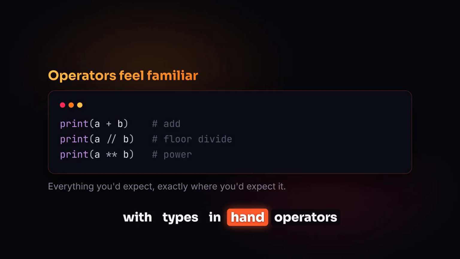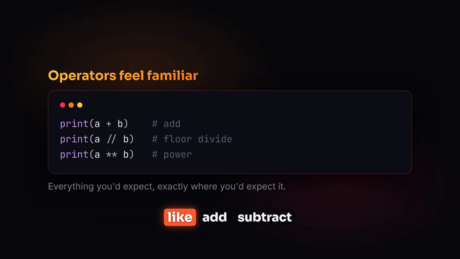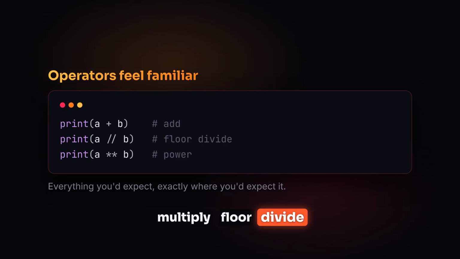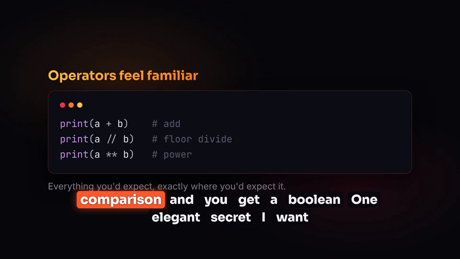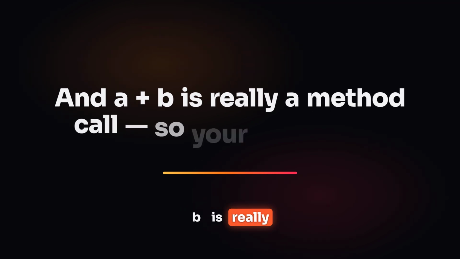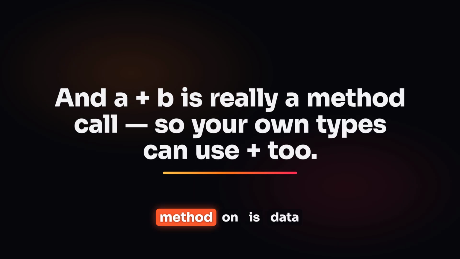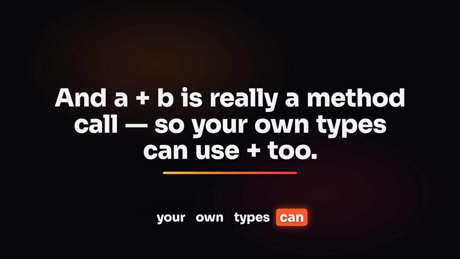Now, with types in hand, operators are the easy part. You can use any operator you like: add, subtract, multiply, floor divide, power, remainder. They all feel instantly familiar. And comparisons hand you back a Boolean. One elegant secret I want to share: a plus b is really a call to an add method on a's data type, which means later your own types can use plus too.